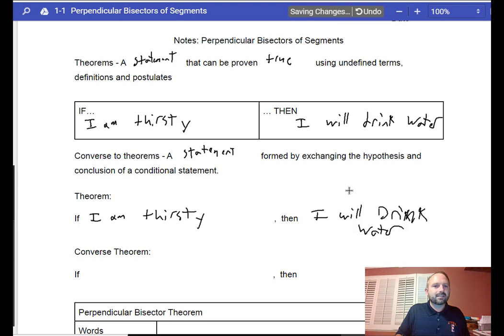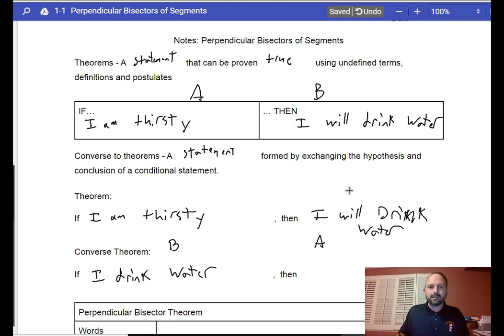So another way of saying this is if A, then B. Well, the converse theorem would be if B, then A. We just switch it around. If I drink water, then I am thirsty. We might go into conditional tables later, but that's not our focus right now. We're going to be talking about perpendicular bisector theorems and stuff like that using our constructions that we've done previously.